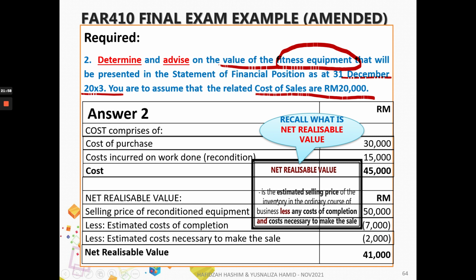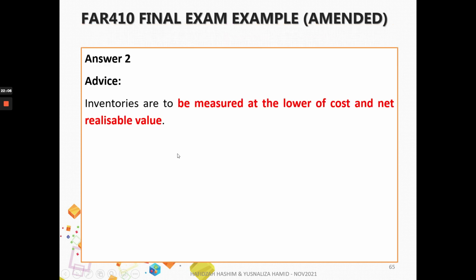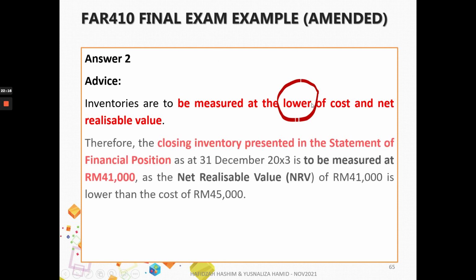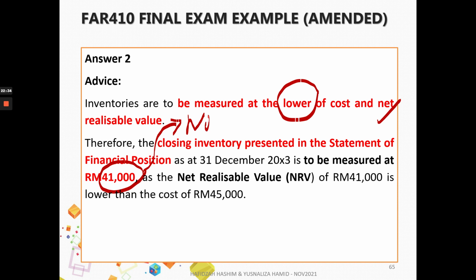And that 41,000 is to be compared with 45,000, the cost. The NRV is lower than the cost. Since NRV is lower than the cost, inventories according to the MFRS shall be measured at the lower of cost and net realizable value. In our case, NRV is the one that is lower. So the closing inventory to be shown as a current asset in the statement of financial position is to be measured at 41,000, which is the NRV.